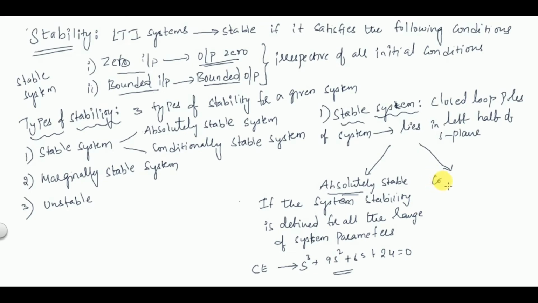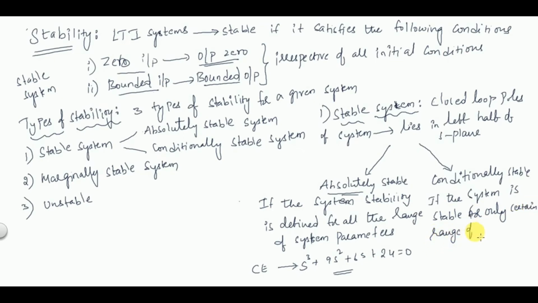Some of the systems are said to be conditionally stable systems. If the system is stable for only a certain range of system parameters, then it is said to be a conditionally stable system.